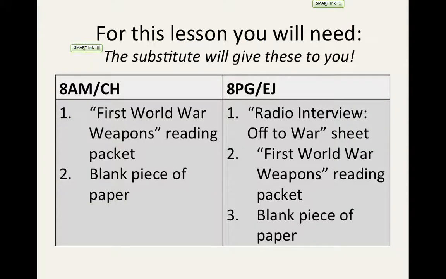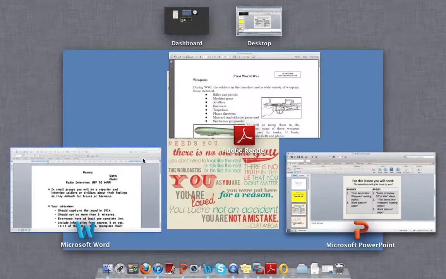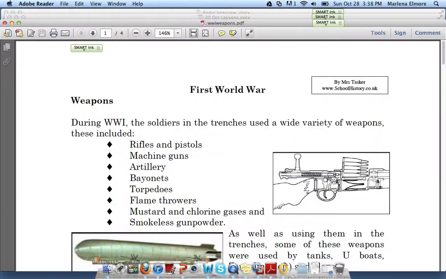For this lesson, you will need the following materials. These are things that the substitute will give you, and the materials that you need vary depending on what homeroom you are in. If you're in 8AM or 8CH, you need a reading packet that is titled First World War Weapons. The packet looks something very similar to this right here.